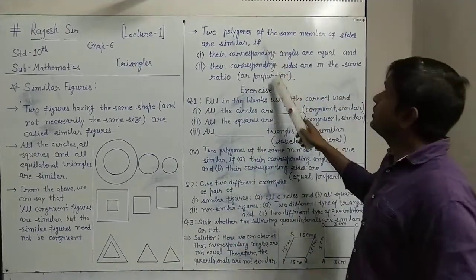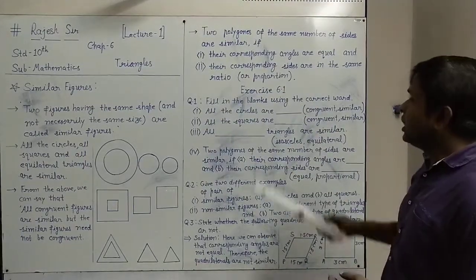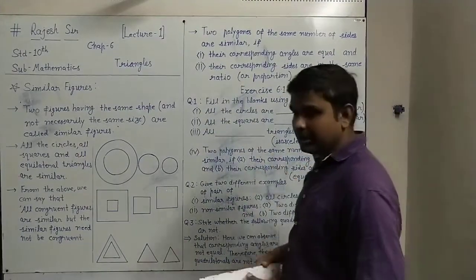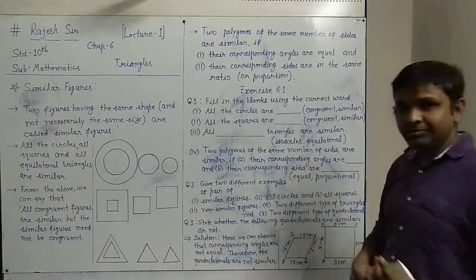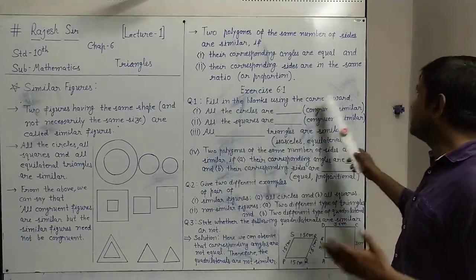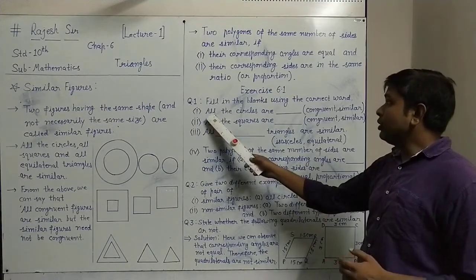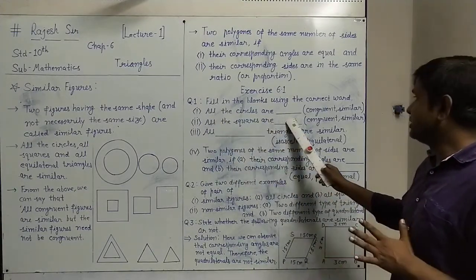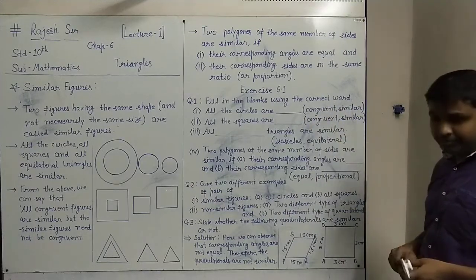This is the definition we have to write and understand and learn. Now, based on all this understanding about similar figures and the definition, we have exercise 6.1. In that, question number 1 is: fill in the blanks using the correct word. The first blank is: all the circles are dash. Which word will be correct, congruent or similar?